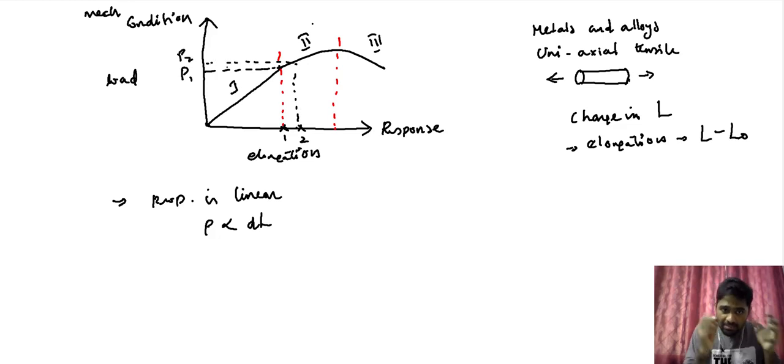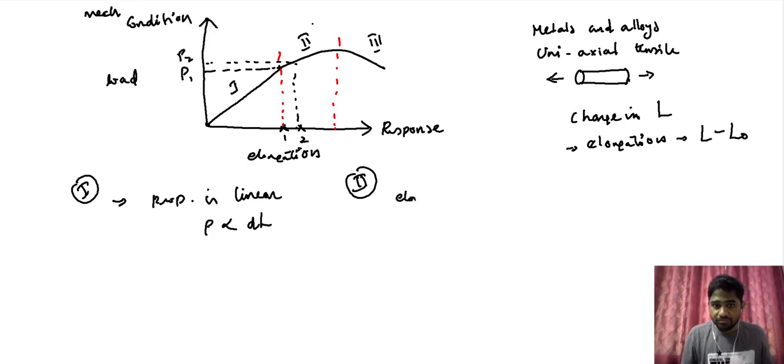So similar to section 1, in section 2 as well, the elongation is proportional to the load that we impose. So in section 2 as well, there is a direct proportionality between the response and the mechanical condition that you are imposing. So the elongation ΔL is directly proportional to the load.